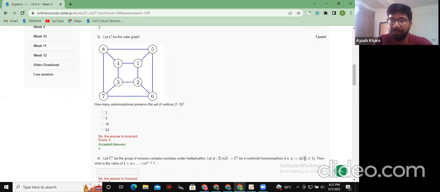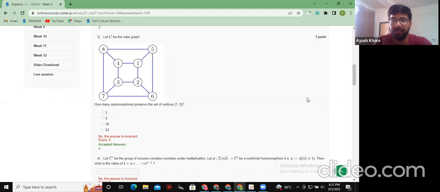Sorry, this one is the generator of Z mod nZ, and this one is the identity of C star. So it's just saying that the generator is not mapped to the identity. So it's a non-trivial homomorphism. And what can you say about the value of 1 plus x plus x squared and so on up to x raised to n minus 1?